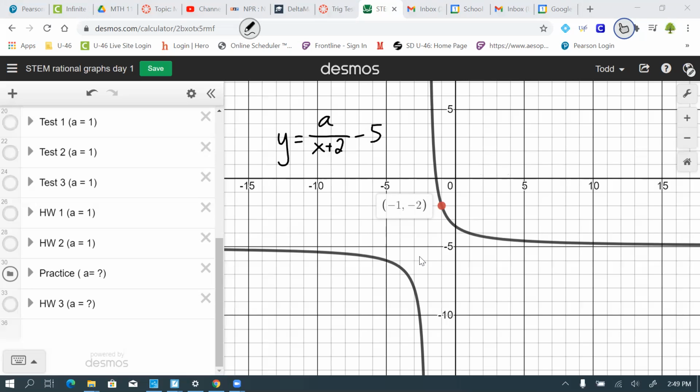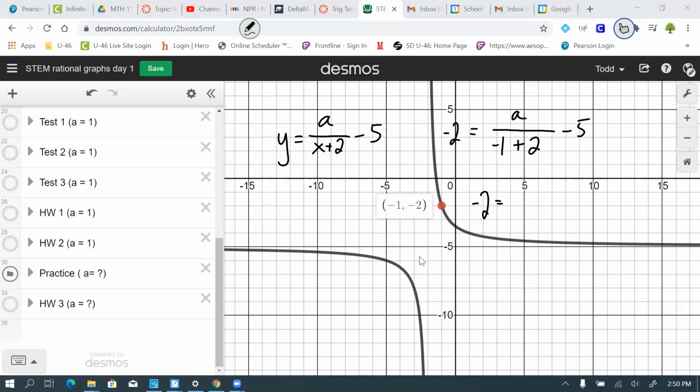Now, we don't know what A is. How am I going to find A? You've done this a lot last semester. It's the same way. We pick one ordered pair. It doesn't matter which ordered pair we use. And we're going to use this one since it's given to us. We're going to plug in -1 for X and -2 for Y, and we're going to solve for A.